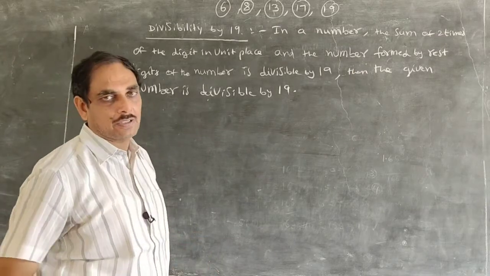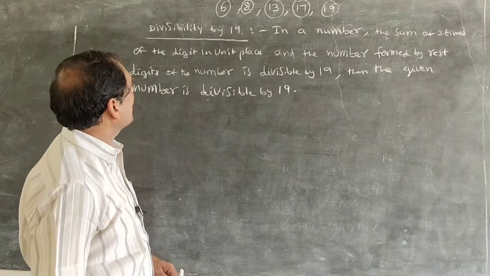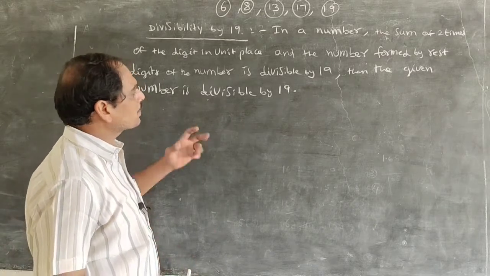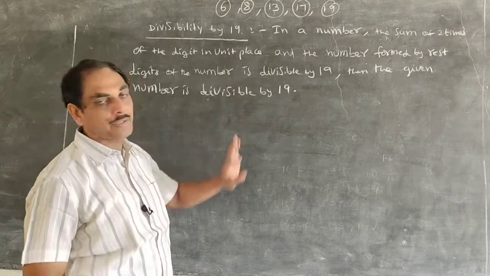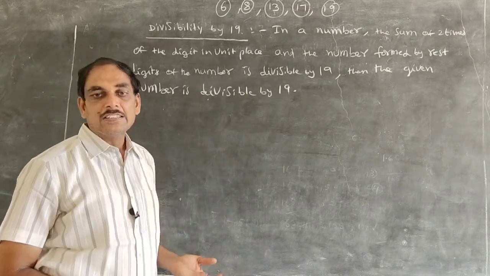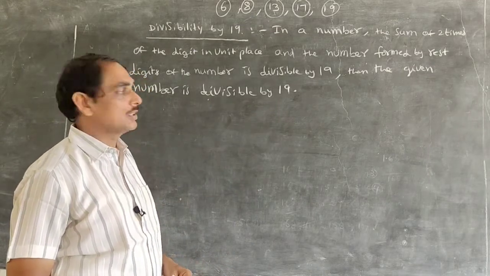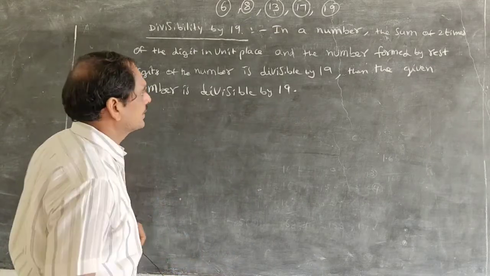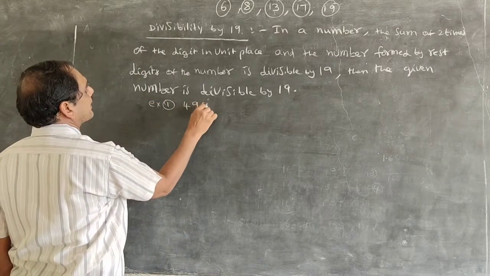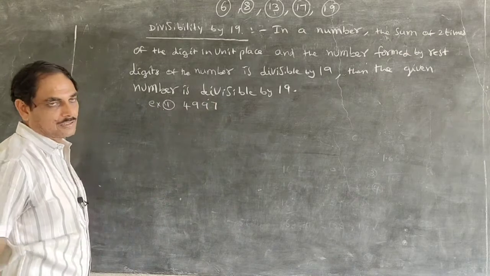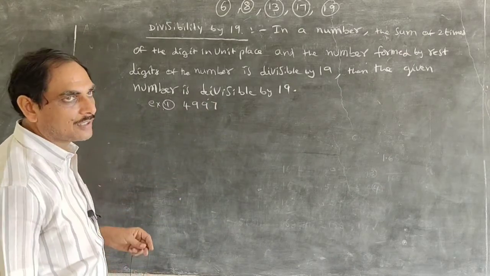So if you take any number, and the sum of 2 times the digit in the unit place and the number formed by the rest of the digits of the number is divisible by 19, then we say that the given number is divisible by 19. So let us go to example 1. Example 1 is 4997. Now we are going to check whether the given number is divisible by 19 or not.